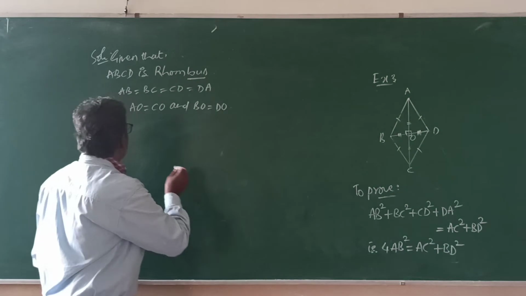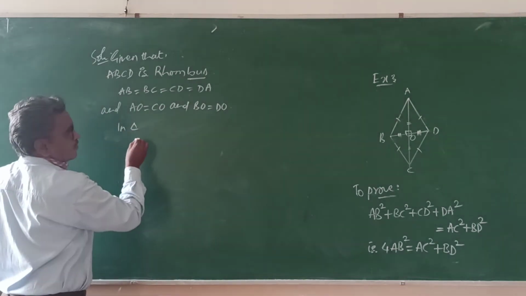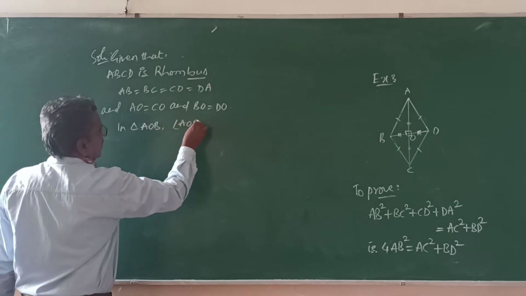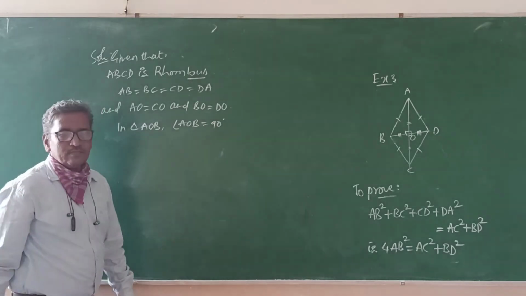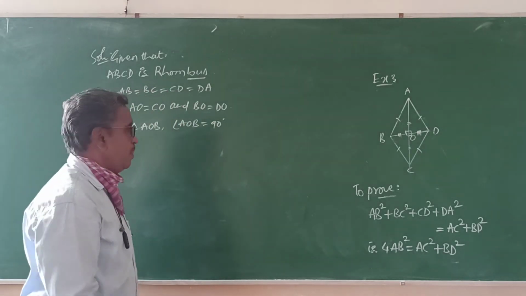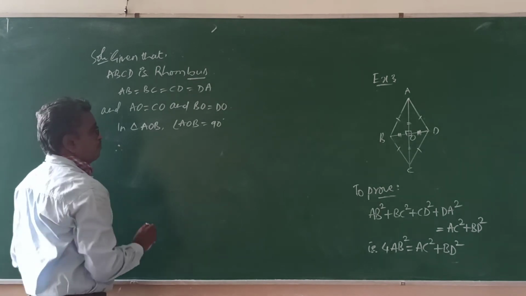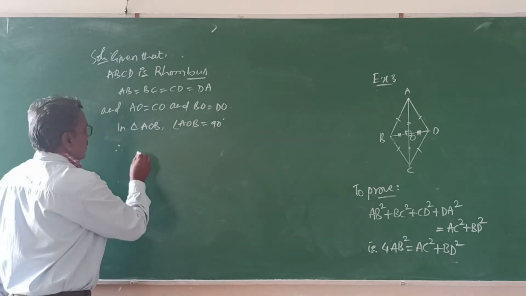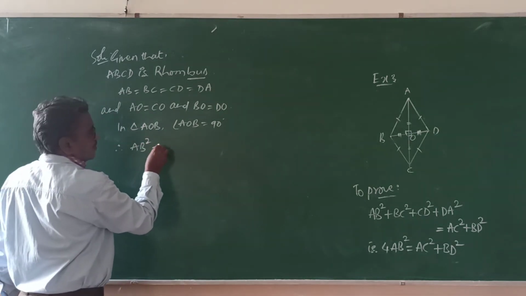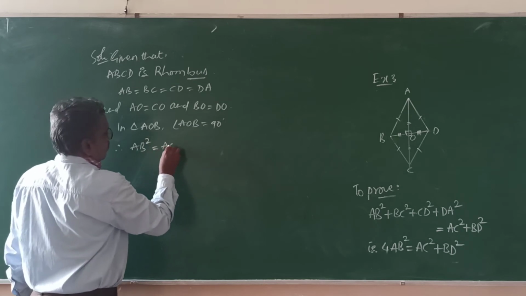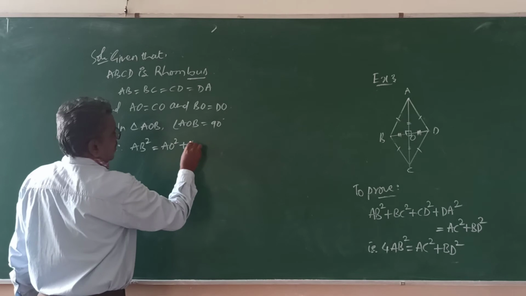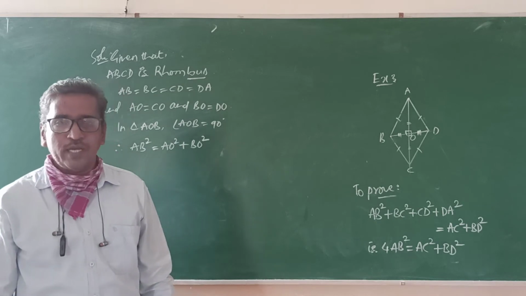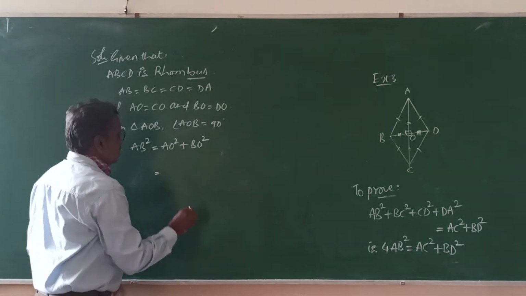Okay, so now in triangle AOB, angle AOB is equal to 90 degrees. Therefore, by Pythagoras theorem, AB square is equal to AO square plus BO square. Square of the hypotenuse equal to the sum of the squares of the remaining two sides. Is it? So now, what is AO?